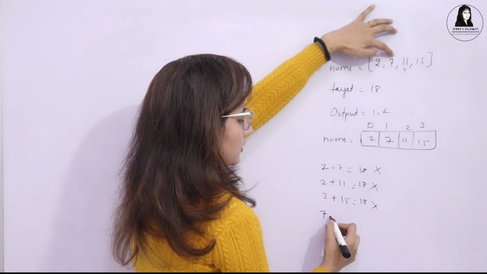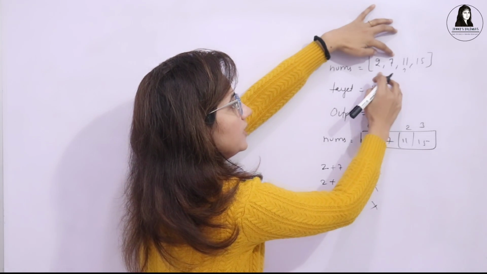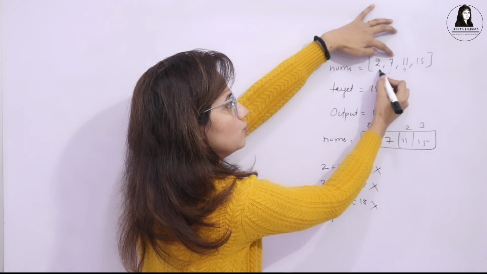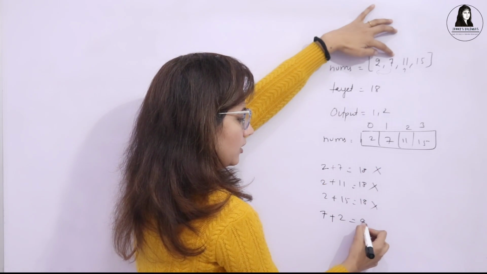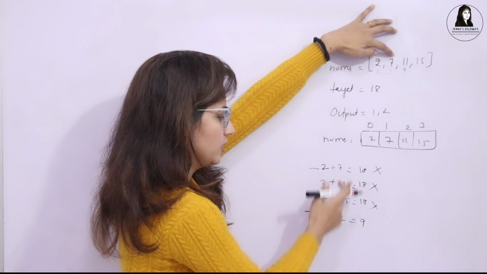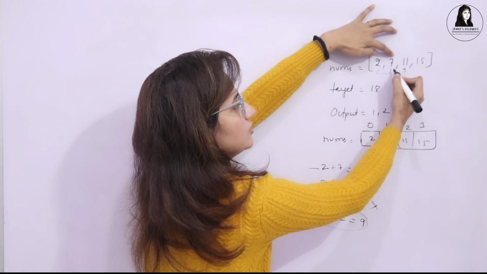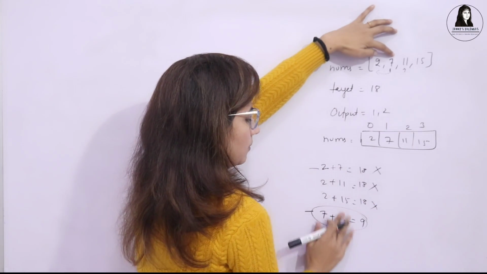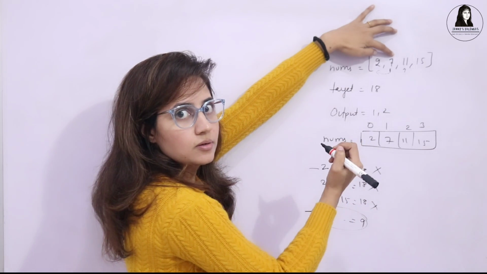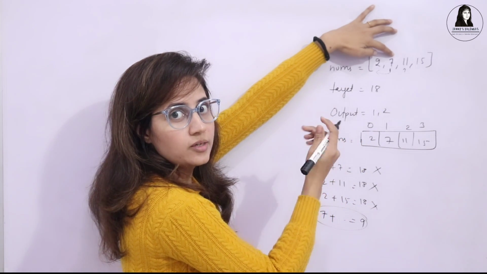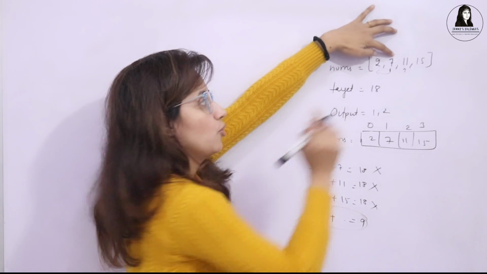Like 7. 7 plus, no need to do plus with 2. 7 plus 2 is 9. This and this is the same. 2 plus 7, 7 plus 2, both are the same. So no need to do this. So we just do 7 plus the next element. No need to check the sum with the previous element. I hope you are getting my point.